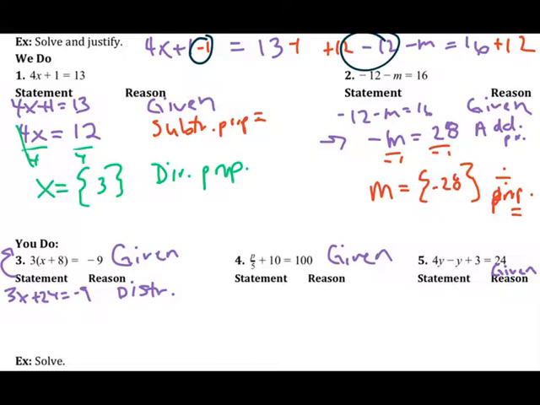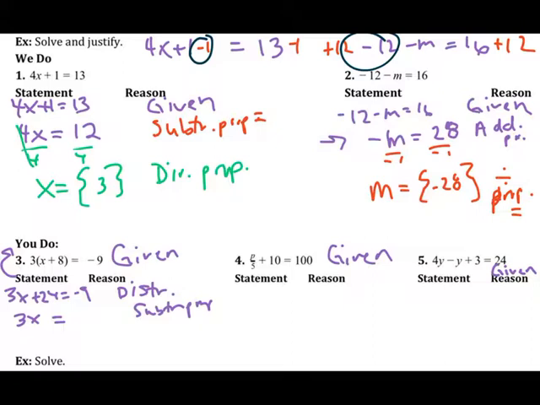Now, I want to isolate x. So I have 3x plus 24. I want to get rid of plus 24. So I'm going to subtract 24 on both sides, meaning I already know my reason. My reason is the subtraction property. If I subtract 24 on the left, then I'm going to get 0 with my numbers. That was the point, so that we only had 3x on the left-hand side.